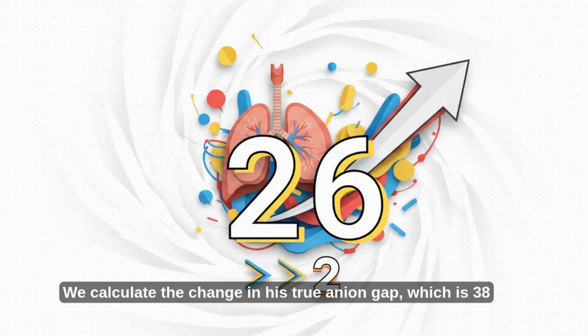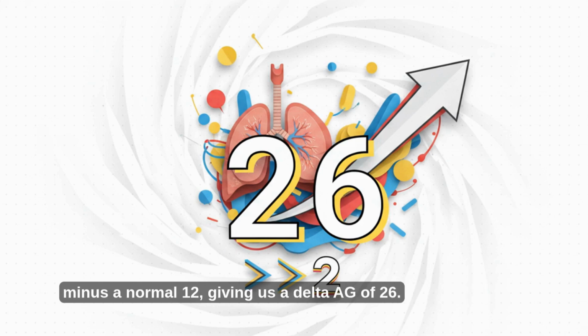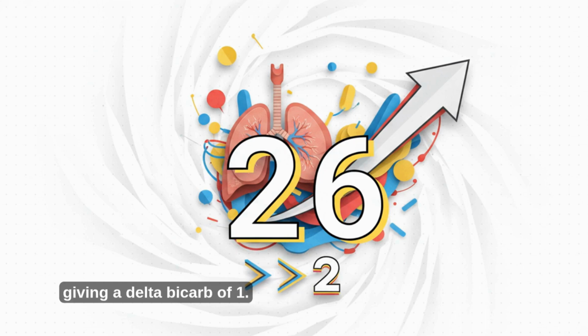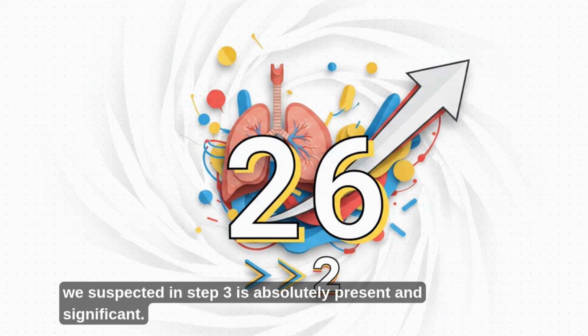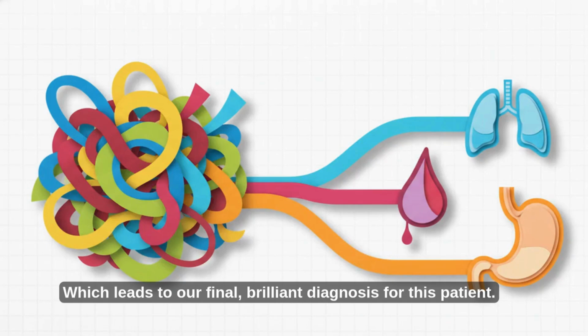We calculate the change in his true anion gap, which is 38 minus a normal 12, giving us a delta AG of 26. We compare that to his change in bicarb, which is a normal 24 minus his 23, giving a delta bicarb of 1. 26 divided by 1 is a massive ratio that is well over our 2.0 threshold. This mathematically proves without a shadow of a doubt that the metabolic alkalosis we suspected in step 3 is absolutely present and significant. Which leads to our final brilliant diagnosis for this patient.